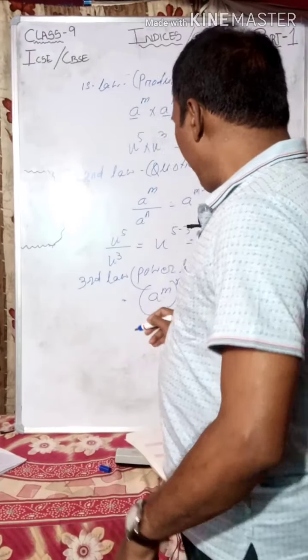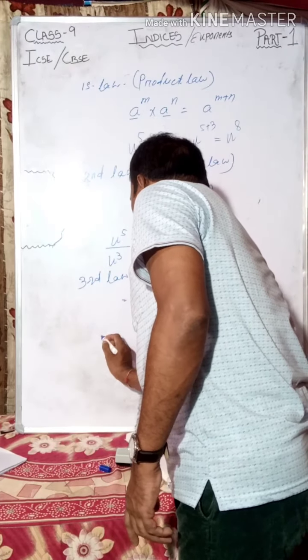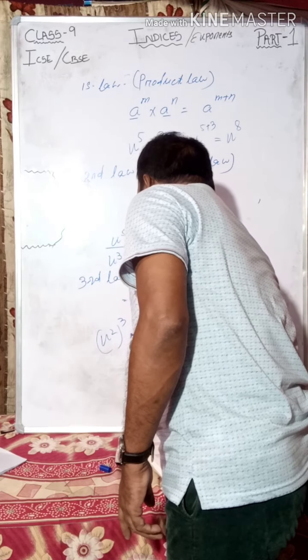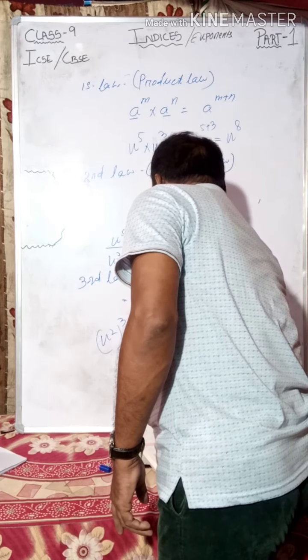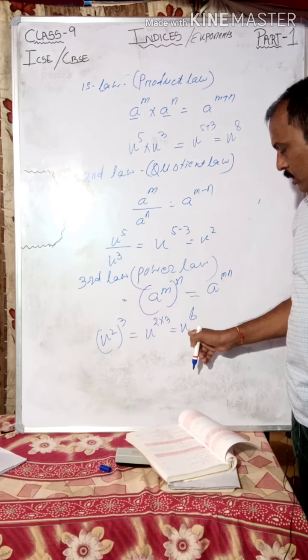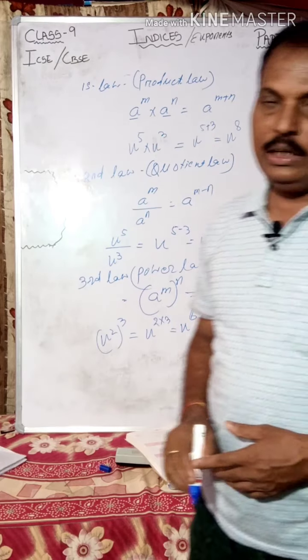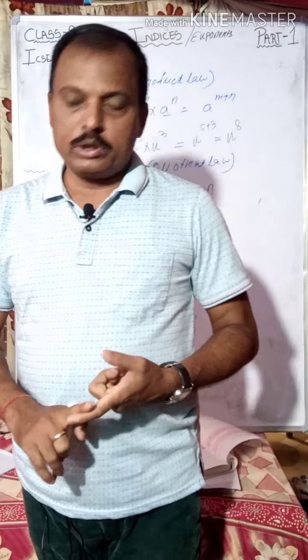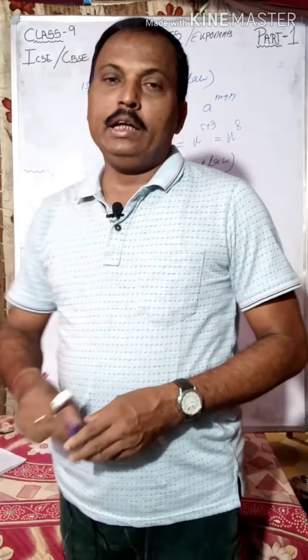Just an example: (x^2)^3 is equal to x^(2×3), that is equal to x^6. (x^2)^3 is equal to x^(2×3), power into power, that is equal to x^6. This is the first law, product law; second law, quotient law; and third law is power law.